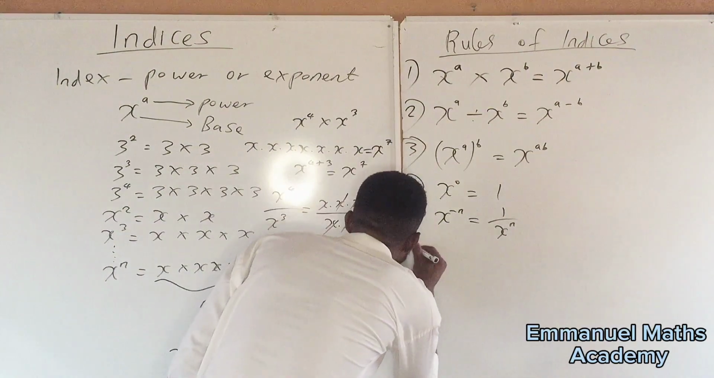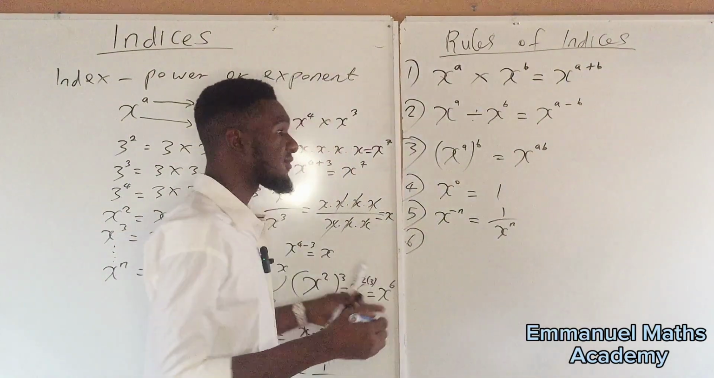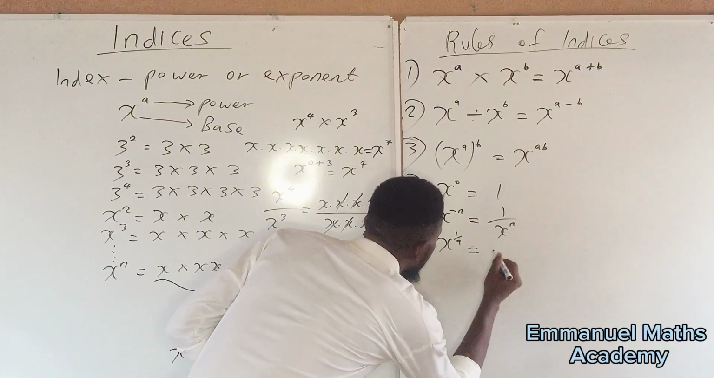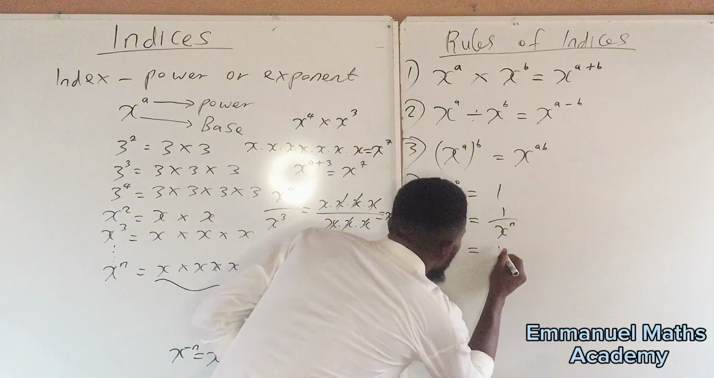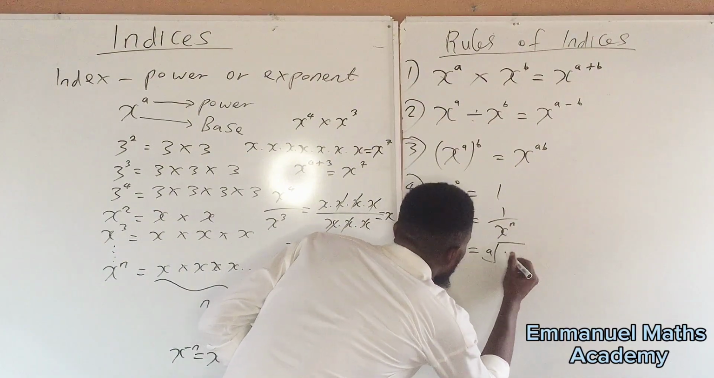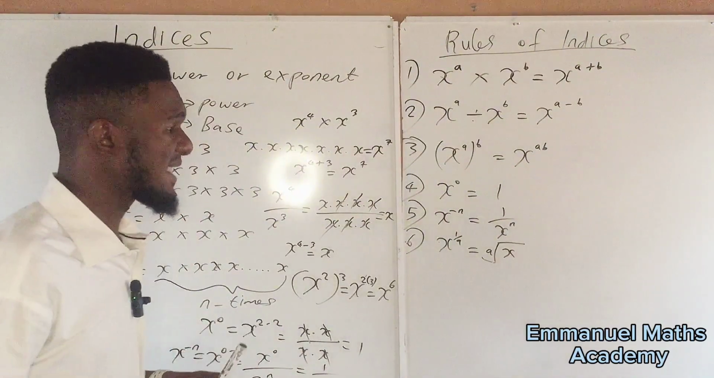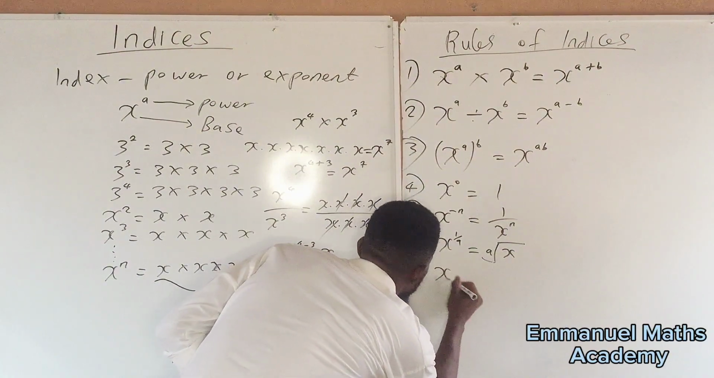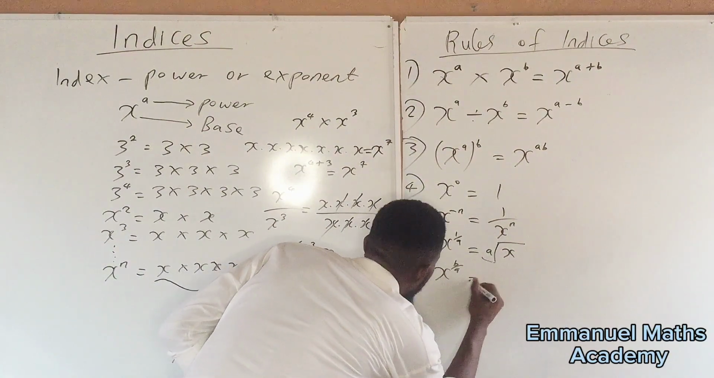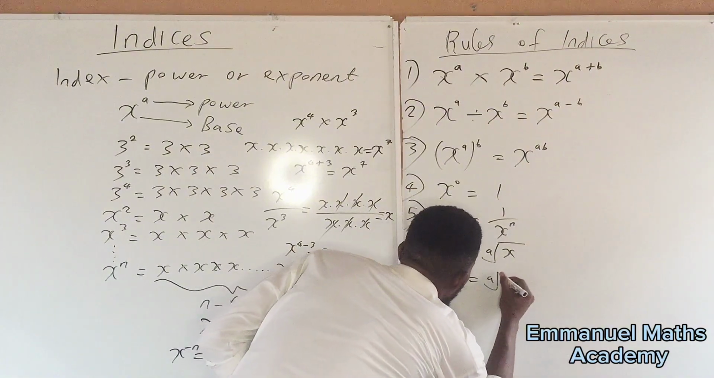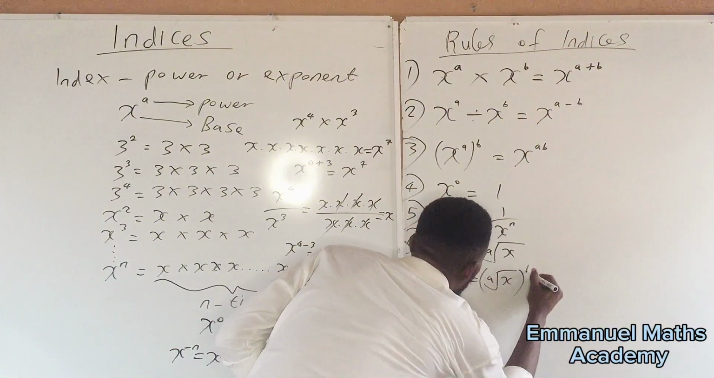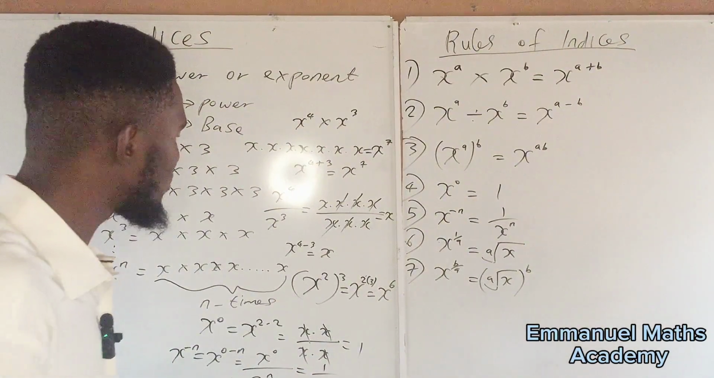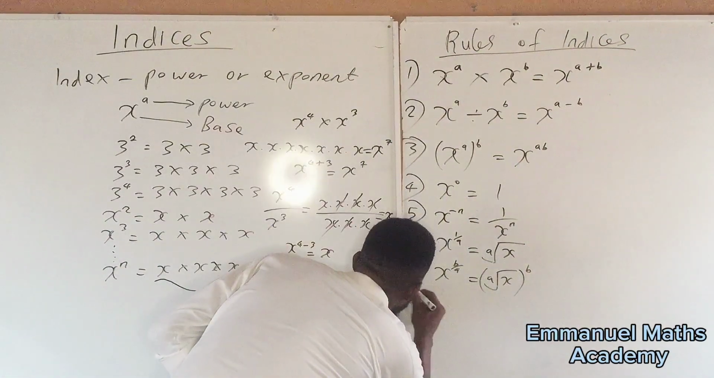Now the next one says that if you have x raised to power 1 over a, it is the same thing as the a-th root of x. Is that clear? And if you also have x raised to power b over a, it's the same thing as the a-th root of x all power b, right?